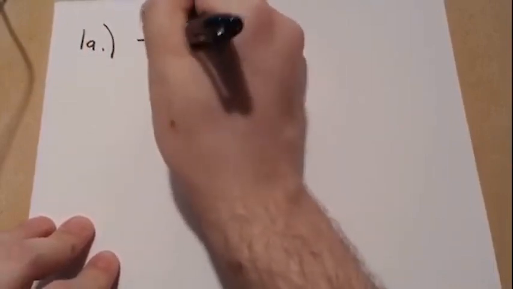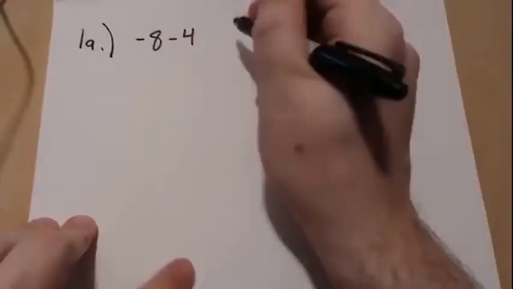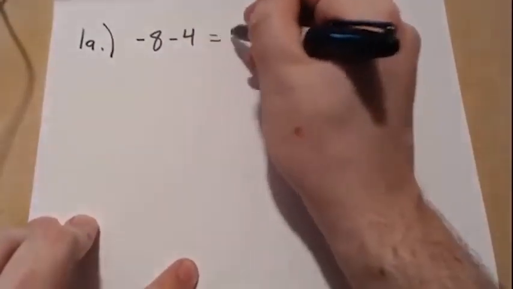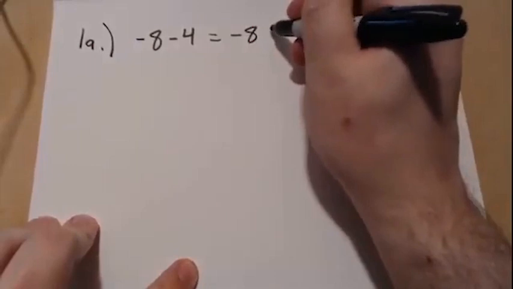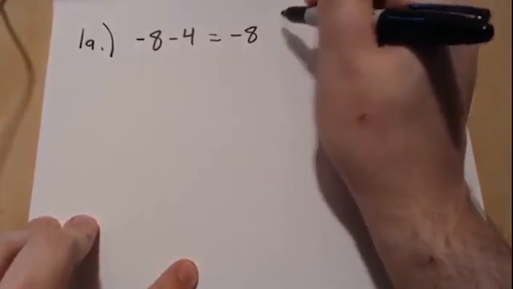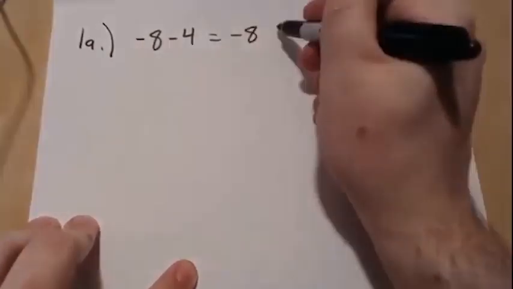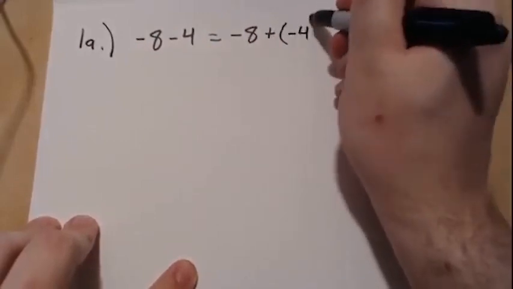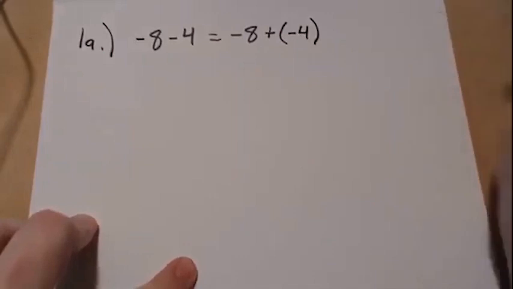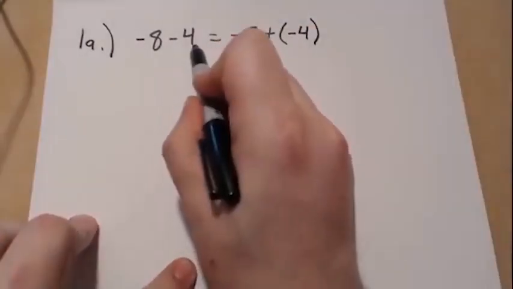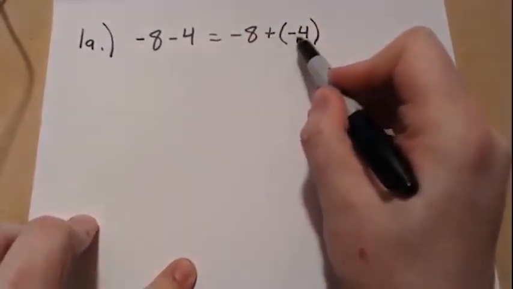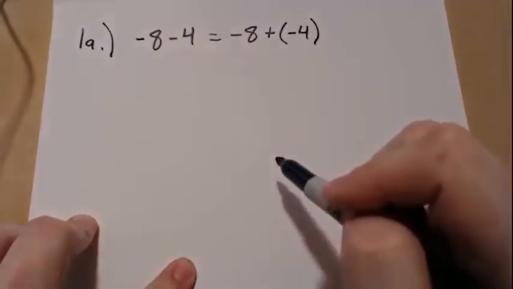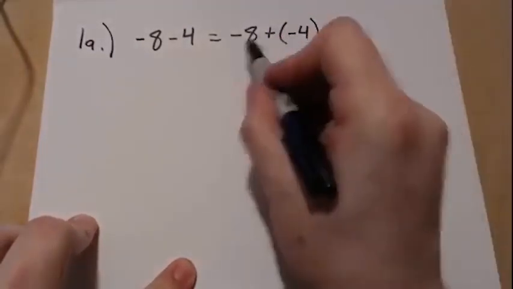So in 1a, we have negative 8 minus 4. Subtraction is adding the opposite. So instead of subtracting positive 4, we are adding negative 4. So whenever we have minus something, we can change it to plus the opposite.